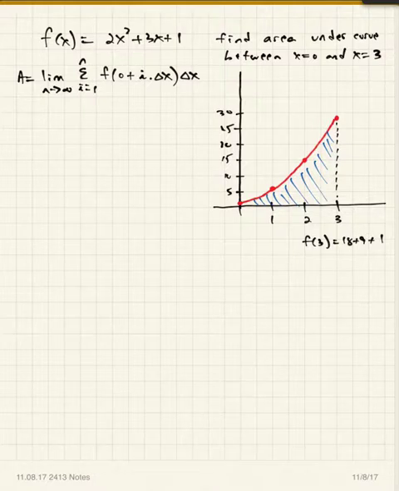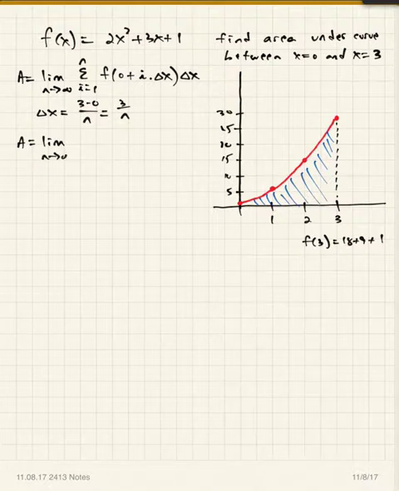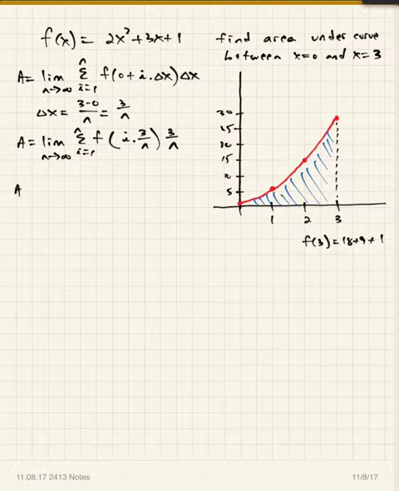The delta x value in this case is the total interval, which would be 3 minus 0, divided by the number of subintervals, which is n, so this is 3 over n. Okay, so we're on our way a little bit here. So the area then would be the limit as n goes to infinity of the sum as i goes from 1 to n of f of, I don't need the 0 anymore, so I'll leave that out, and this would be i times 3 over n, and then this would all be times 3 over n. That's our delta x. And I'm going to warn you here, this is going to be a yucky expression.